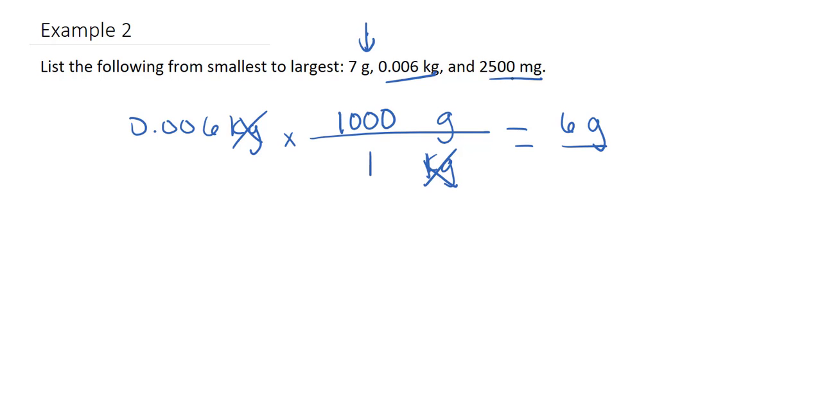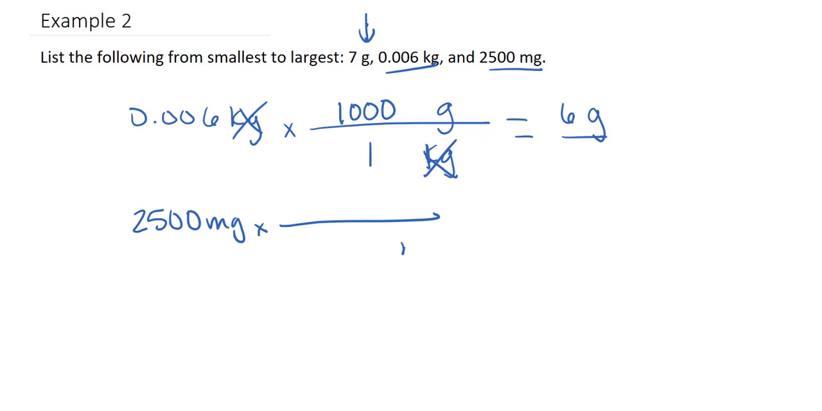Now let's convert this. Let's put milligrams on the bottom and grams on the top. Once again, a gram is a lot larger unit. In fact, we need 1,000 milligrams to equal a whole gram. So when we cross out these units, that means we divide 2,500 by 1,000, moving our decimal to the left 3 times. So we end up with 2.500 grams.